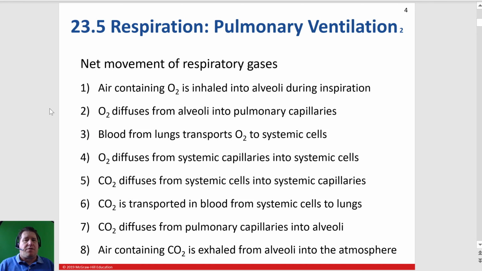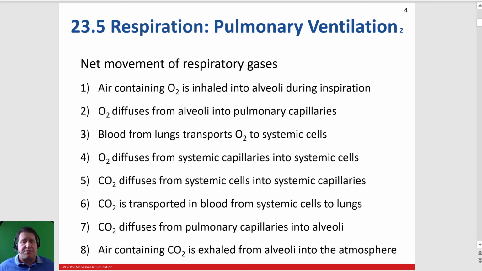A few other things: net movement of respiratory gases. Air with oxygen in it gets into the lungs, goes all the way down to the alveoli that we learned about. It diffuses into the pulmonary capillaries through the alveolar membrane. Then that oxygen gets carried to the systemic cells, diffusing from the capillaries into the interstitial fluid and into the systemic cells.